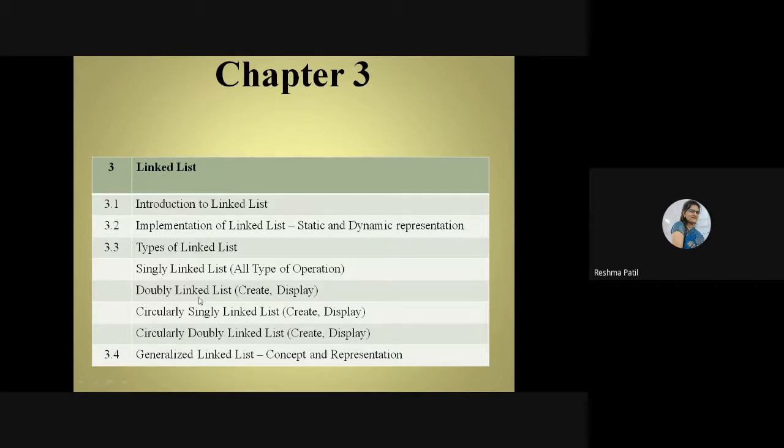Then the doubly linked list is there. In this doubly linked list, we have to perform only two operations: create and display. For the circularly singly linked list, we have to use these two operations only: create and display. And for the circularly doubly linked list also. So in these three types, we have to use only the create and display operations.